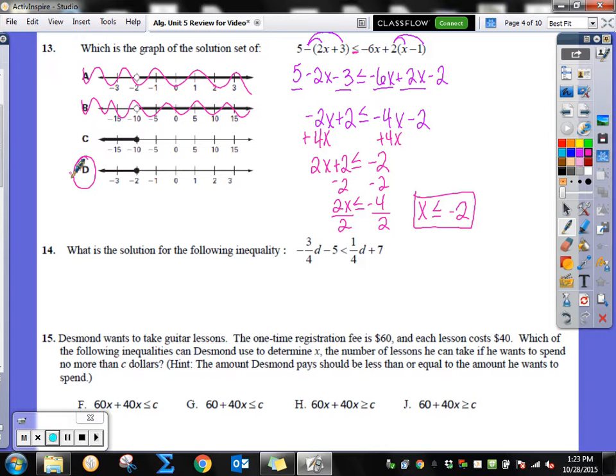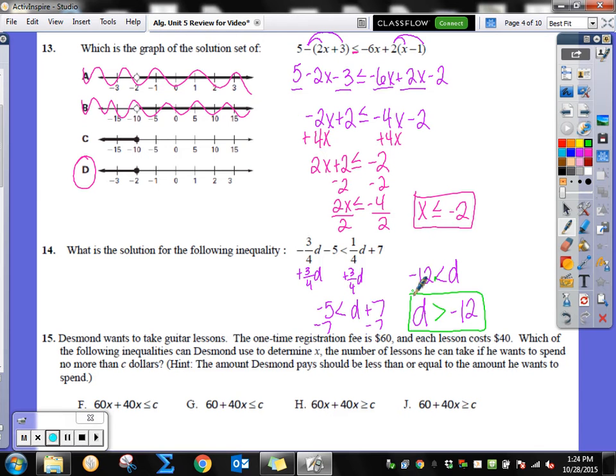For 14, I'm just going to solve. It's got fractions, but that's okay. So in this case, I think I'm going to choose to plus 3/4 D. So we have negative 5 is less than, if you do 1/4 plus 3/4, that's just 1D plus 7. Then if we minus 7 from both sides, we end up with negative 12 is less than D. And then if we rewrite our answer, it's pointing towards the negative 12, so I need to make sure it points to the negative 12 in my answer.